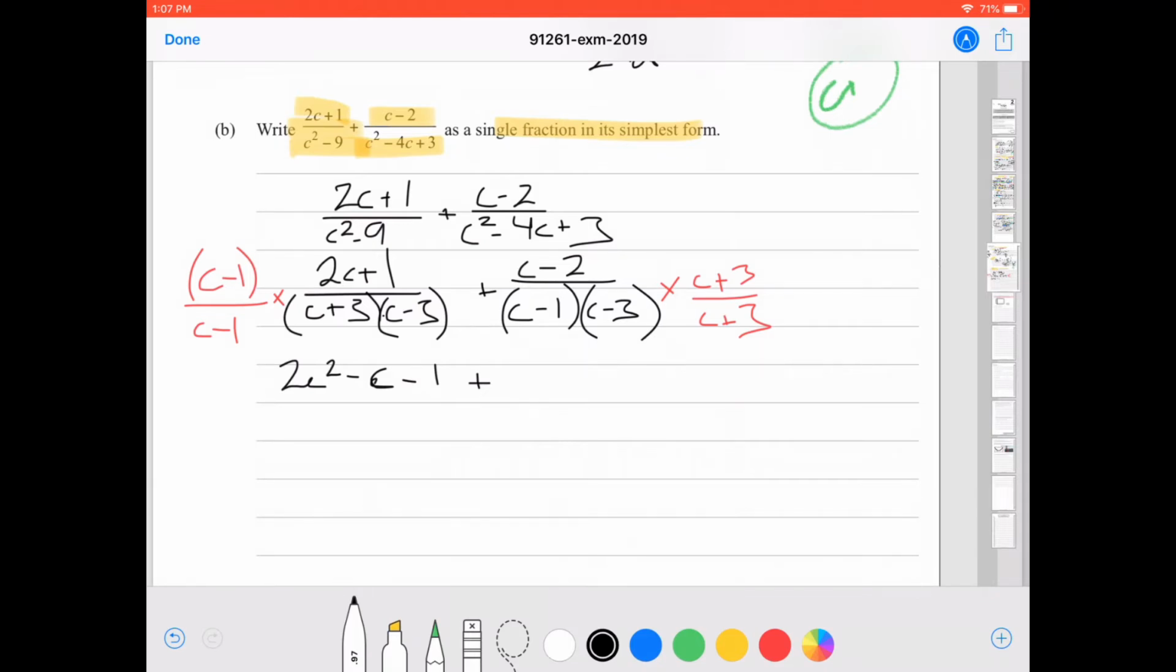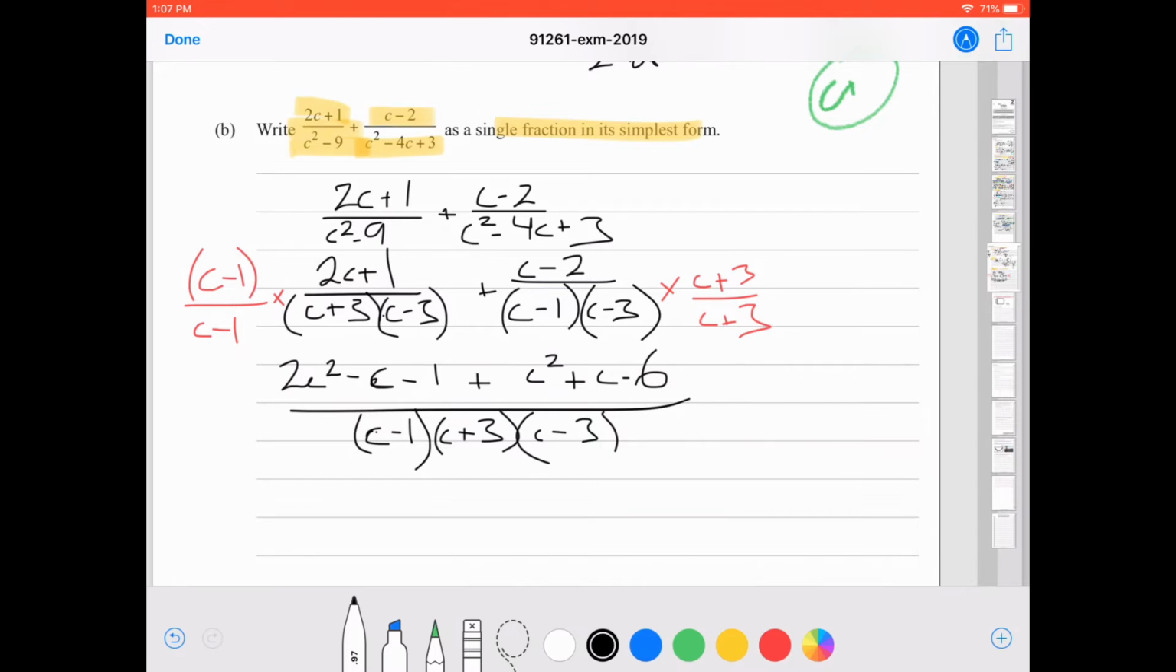And this is looking at our second numerator now, c minus 2 times c plus 3. It's going to be c squared plus 3c minus 2c, so positive c, minus 6. And we'll say this is all over, because our denominators are the same, c minus 1, c plus 3, and c minus 3. Okay, I hope that makes some sense.